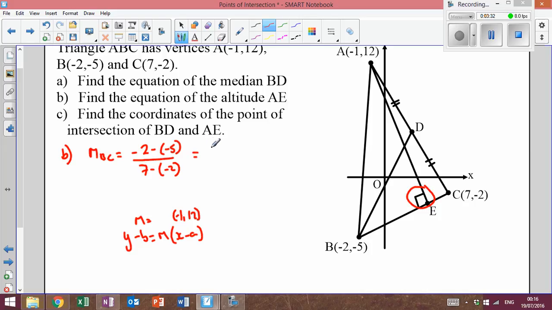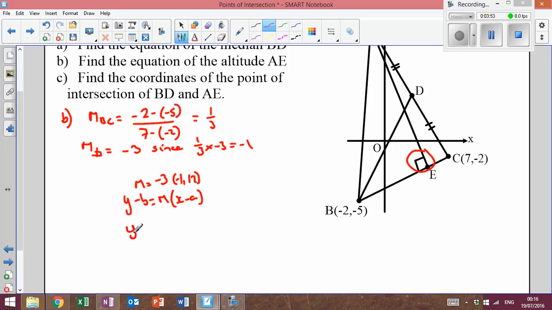Okay, which is 3 over 9 or a third. That means the gradient of the perpendicular is going to be negative 3, since a third times negative 3 is negative 1. So the gradient is negative 3, my point is (-1, 12).